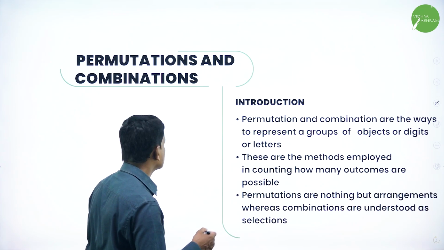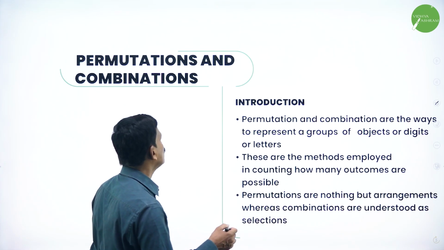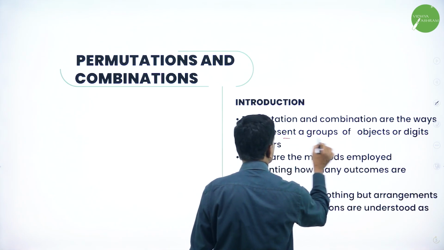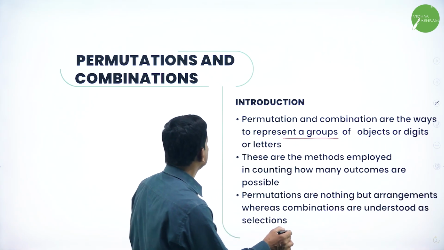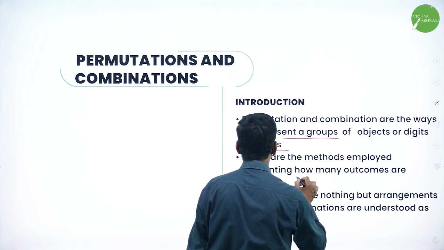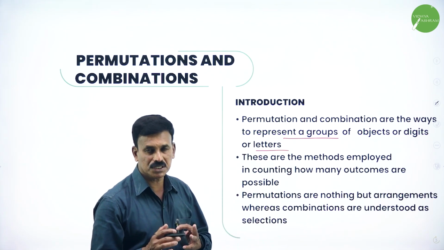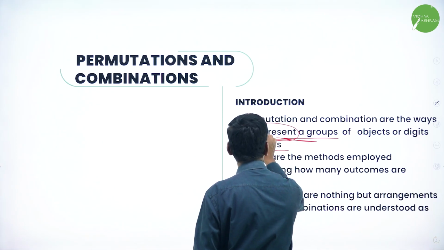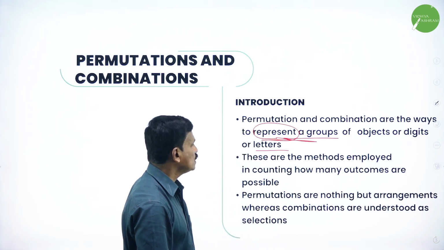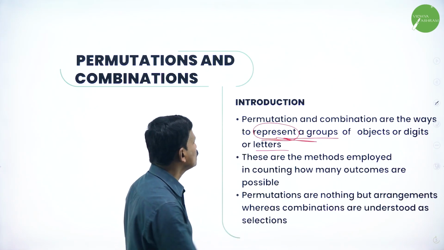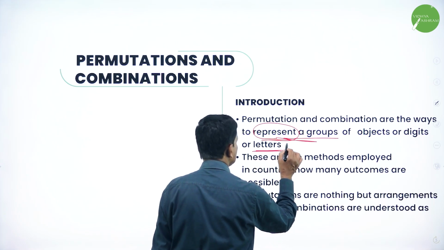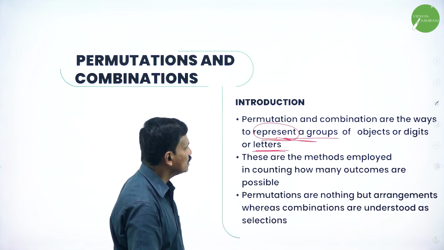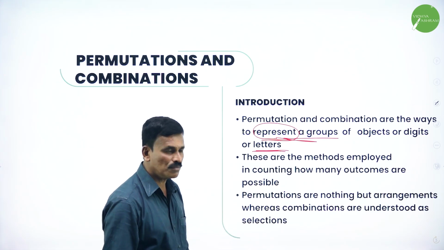Now let us move on to the first. So what is this permutation and combination? Permutation and combinations are the ways to represent a group of objects or digits or letters. So representing the group of objects or digits or letters is nothing but the meaning of permutations and combinations.